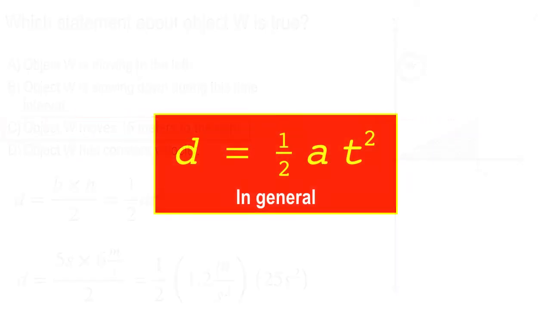In general, this is the formula, and this is a good formula for simple distance equations. So if you're at the top of the library and you drop a water balloon onto the sidewalk below, you're starting from rest. So you would use 1/2 at squared with g instead of a. A is completely general. G is for the free fall acceleration at the surface of the Earth.